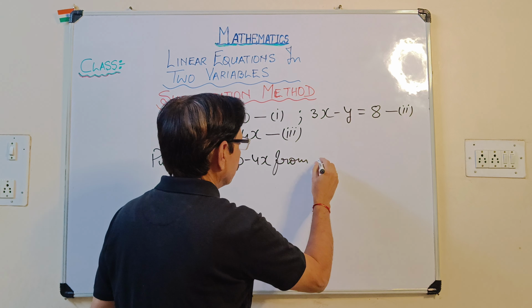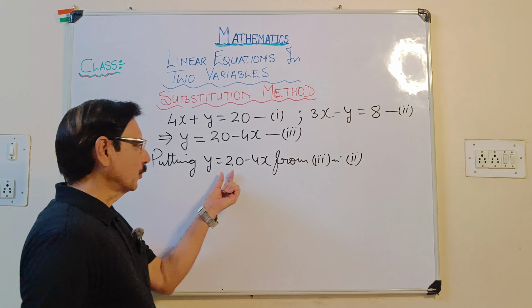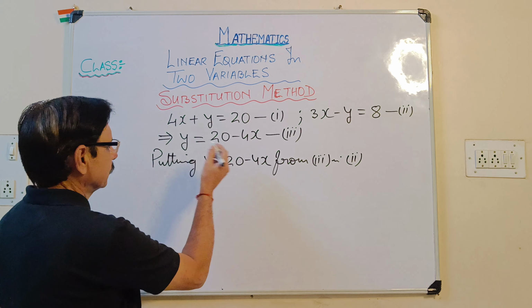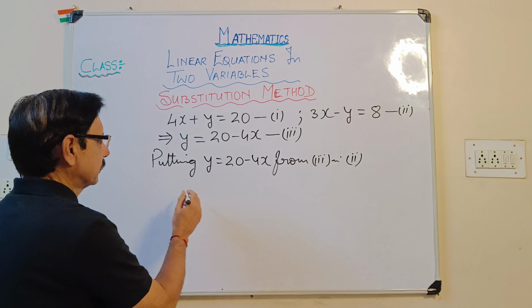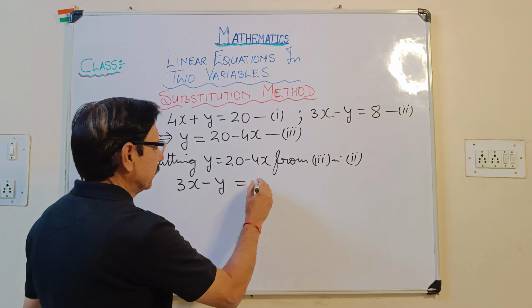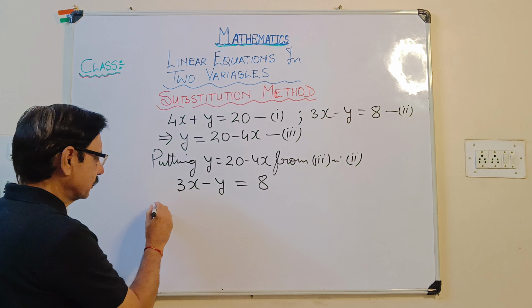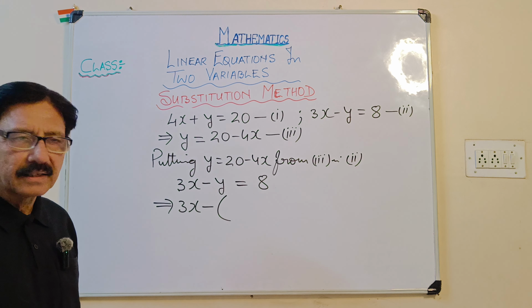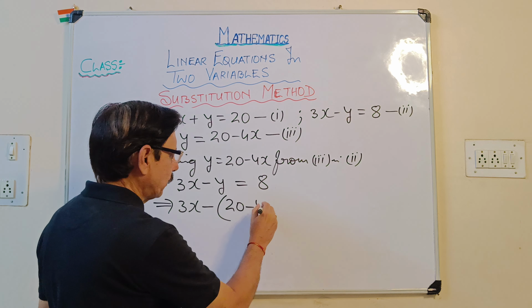So putting y is equals to 20 minus 4x from third in second, or directly also you can write that putting the value of y from third in second. Both ways are correct. So in the first one I explained directly, here this complete also you can write, right? So now what is that second equation? 3x minus y is equals to 8. Now this time y we have to replace, so which implies that 3x minus, you can take outside the bracket. Now bracket is very important, otherwise you will not change the sign. So this step is very important.